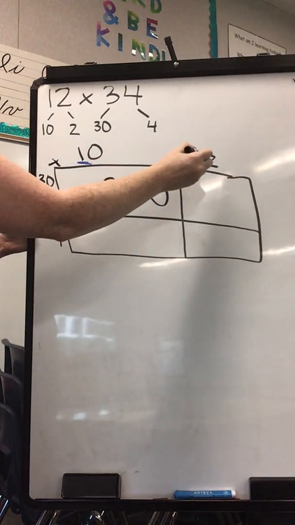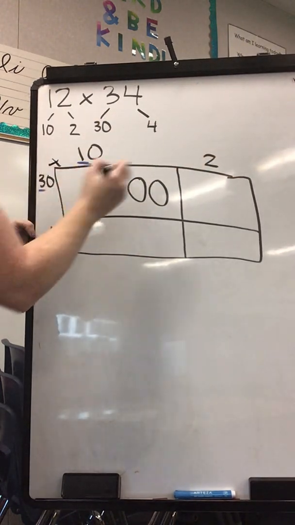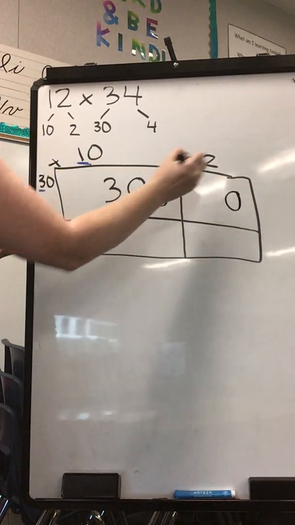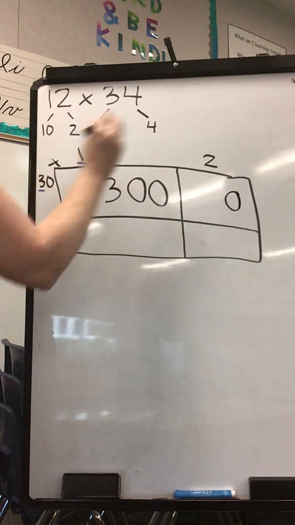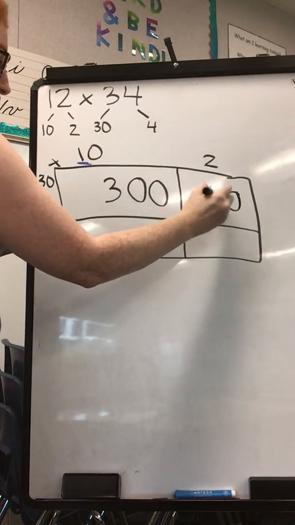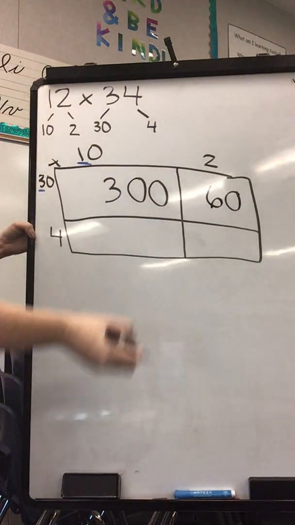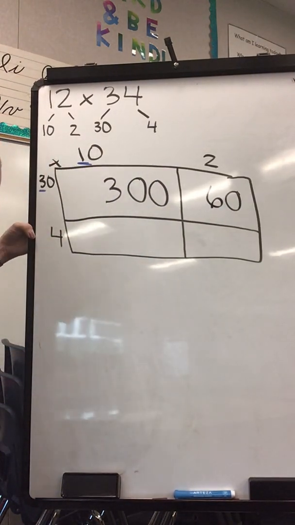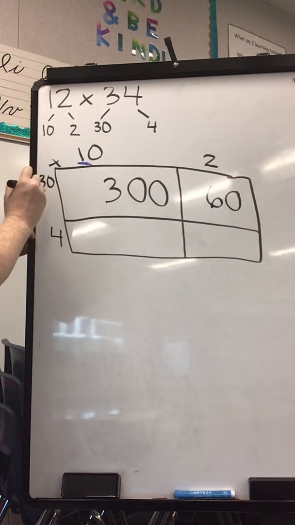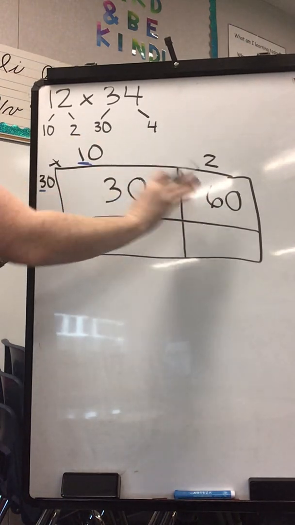Then I'm going to move on to 2 times 30. Again, I can do the same thing with the 0, put it in there, and just focus on the 3 and the 2. So 3 times 2 is 6, but 30 times 2 is 60. So there's our product there. Now I'm not going to multiply 10 or 2 by 30 anymore because I already did that, so the top part is done.